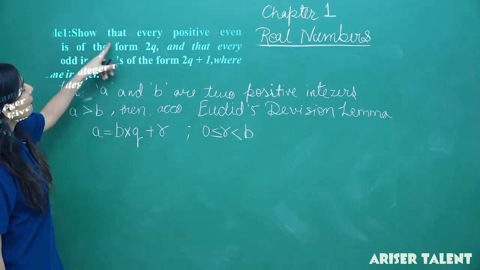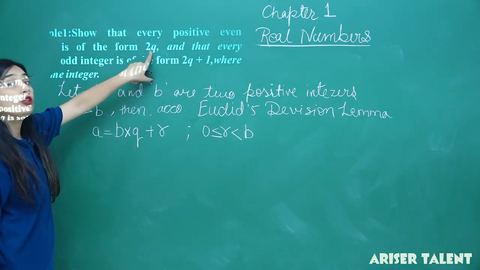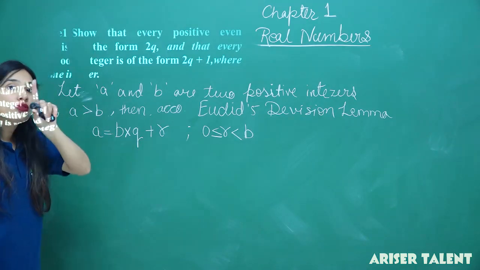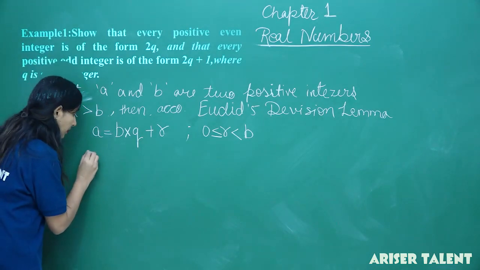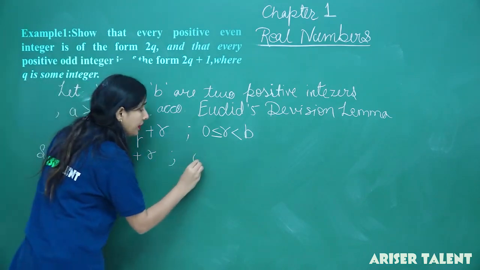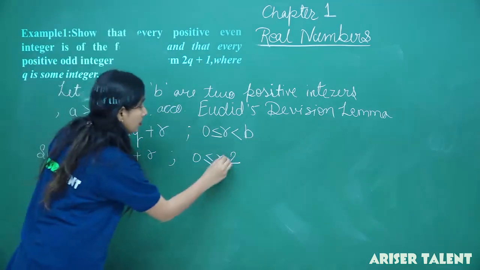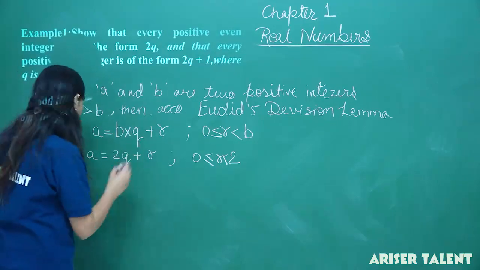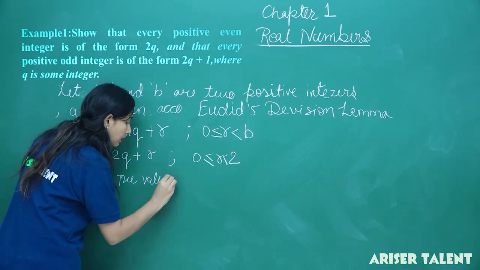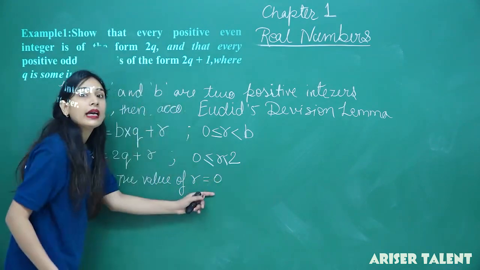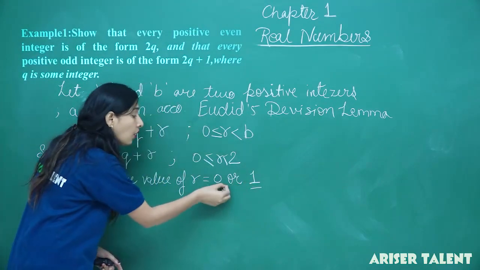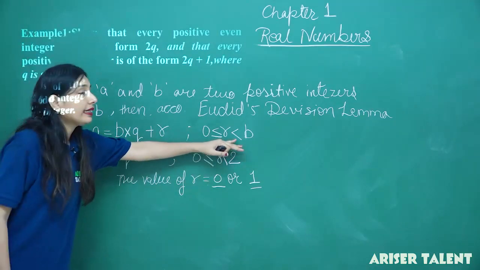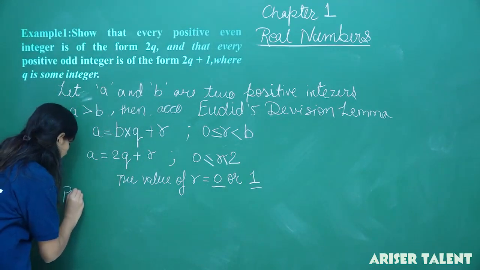Now, we are given the forms 2q and 2q plus 1. So, if we have to write this in this form, what is the value of b here? 2. Okay. So, as per the question, a equals 2q plus r, where the value of r is less than 2, so r equals either 1 or 0. These are the only two values r can take as per our boundary conditions.